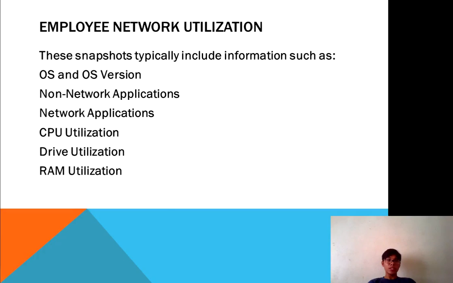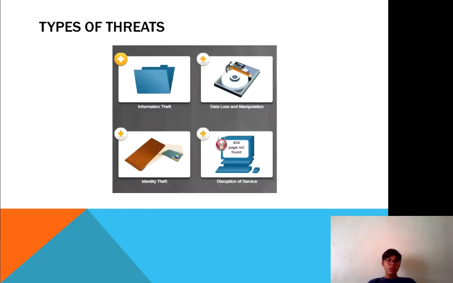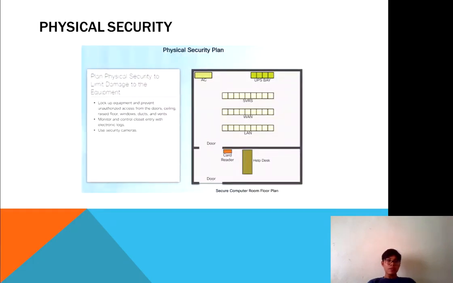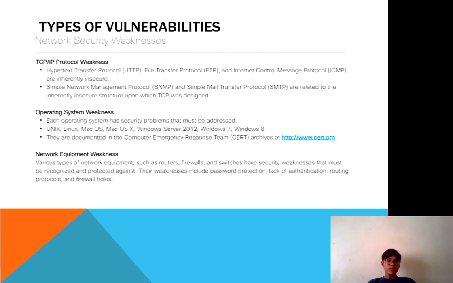Employee network utilization. These snapshots typically include information such as OS and OS version, network applications, CPU utilization, drive utilization, and RAM utilization. Types of threats: information theft, data loss and manipulation, identity theft, disruption of service, and physical security. Types of vulnerabilities: TCP/IP protocol weakness. Hypertext Transfer Protocol, File Transfer Protocol, FTP, and Internet ICMP are inherently insecure.